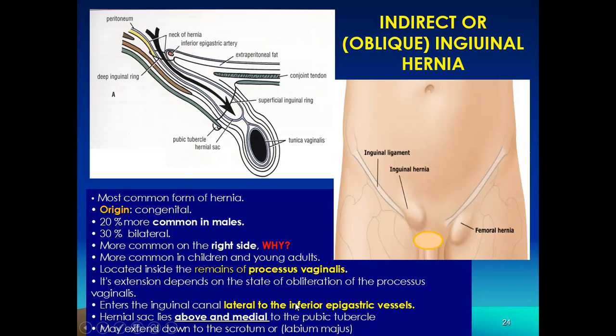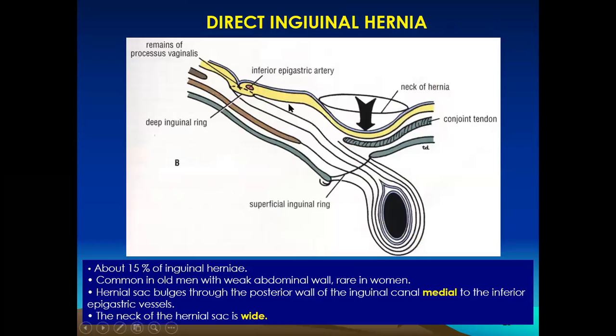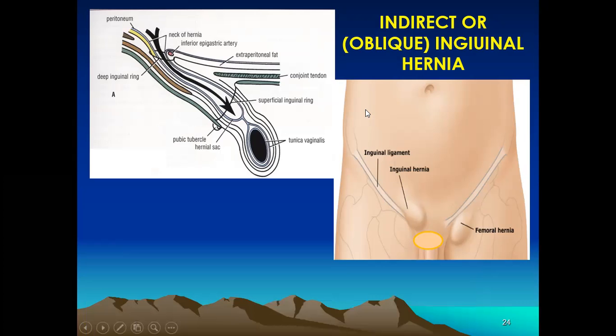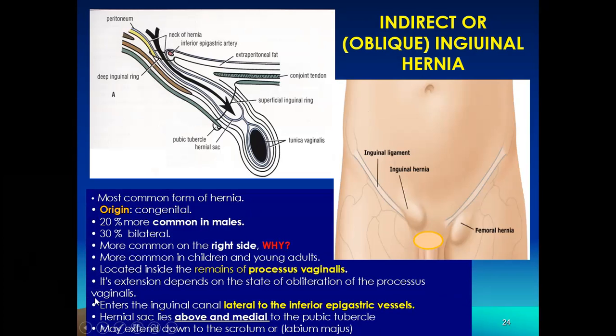It enters the inguinal canal lateral to the inferior epigastric artery. If you see here, this is the inferior epigastric artery. If it passes lateral to that, it has to pass through the deep inguinal ring, so this is called the indirect hernia. If it passes medial to the inferior epigastric artery, then it is called the direct inguinal hernia. So this is the difference between the direct and indirect hernias.